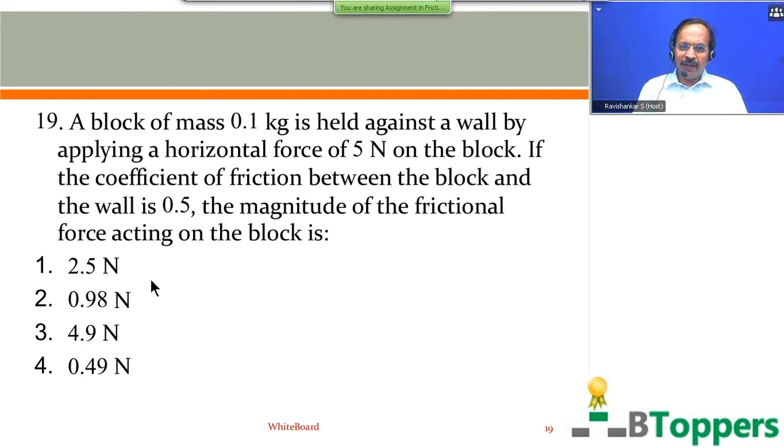Please take g as 9.8 meter per second square for this question, even though it's not mentioned in the question. Remember that whenever you are not given the value of acceleration due to gravity in the board examinations, you're supposed to take g as 9.8 meter per second square. Of course, in competitive examinations, most of the questions are usually given with g as 10 meter per second square. But for this problem, please take g as 9.8 meter per second square.